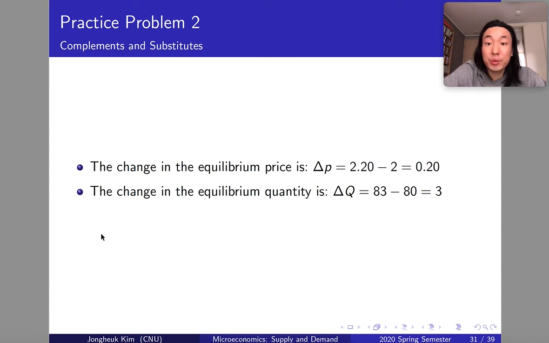So for price changes in equilibrium, we have two equilibrium points, right? The original equilibrium and the new equilibrium. The original equilibrium price was $2, and the new equilibrium price level is $2.20. So the difference is 20 cents. And the change in equilibrium quantity is 3.